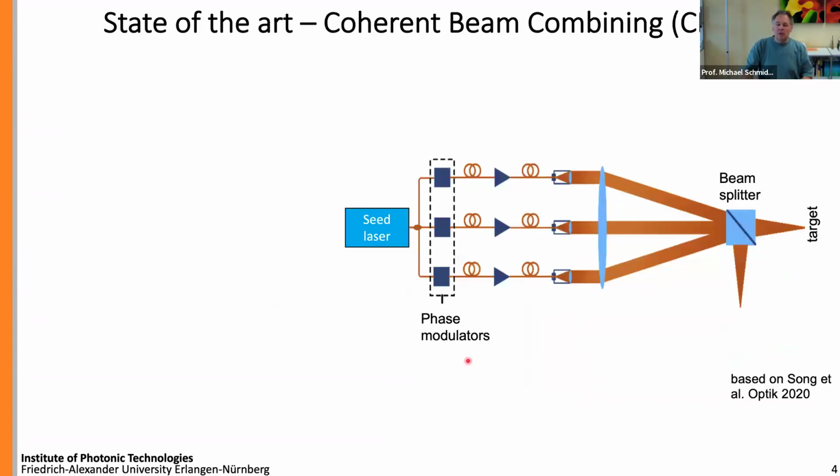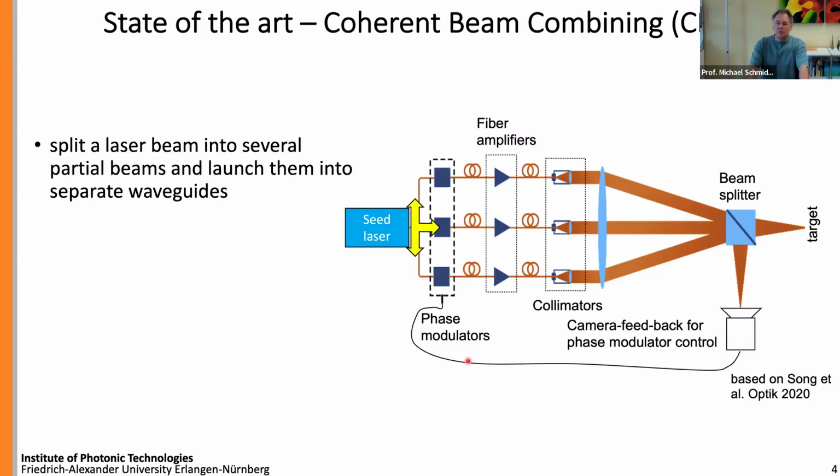I want to go now a bit more into how coherent beam combining works, which is a very promising technology for doing beam shaping. You can see it here. You have a seed laser. You go into a certain number of phase modulators, so you can delay the phase of each. Where the yellow arrows are, we bring the same signal into a number of phase modulators, and they can delay the phase. Then we amplify everything, bring everything together in a beam splitter and project it on the target.